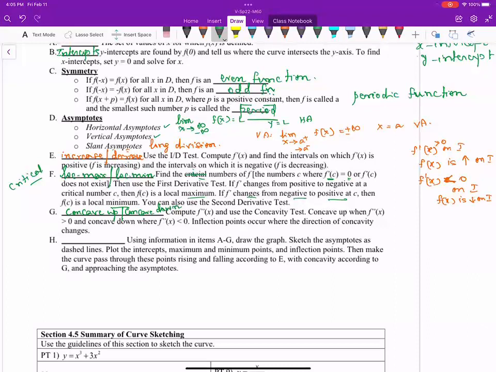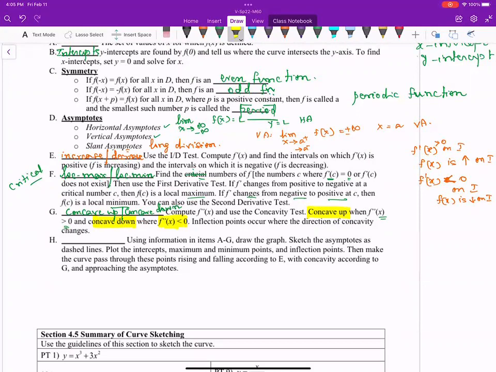Compute f double prime of x for the concavity test. We use the concavity test. If the second derivative is positive, then it is concave up. If the second derivative is negative, it is concave down. Inflection points occur where the direction of concavity changes.